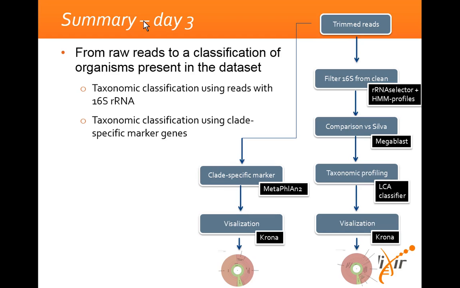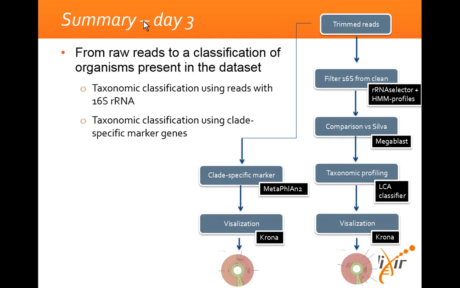We also did some taxonomic classification yesterday, so we followed basically two workflows from the trimmed reads. One of them we used 16S RNA sequences. So basically with rRNA selector we predicted RNA with HMM profiles. We compared them to a manually curated and small Silva database. And then we did taxonomic profiling using a tool called LCA classifier and visualized that with Krona. We also did the same workflow on clade-specific markers using the MetaPhlAn tool and also visualized this with Krona.